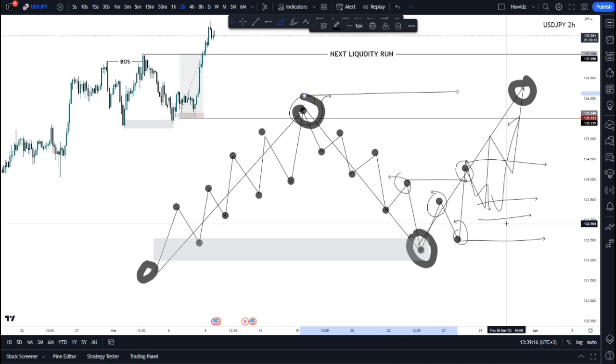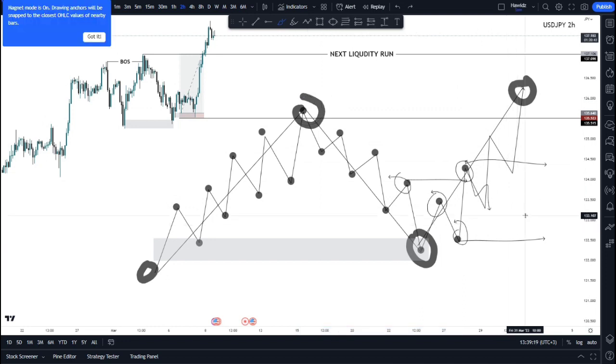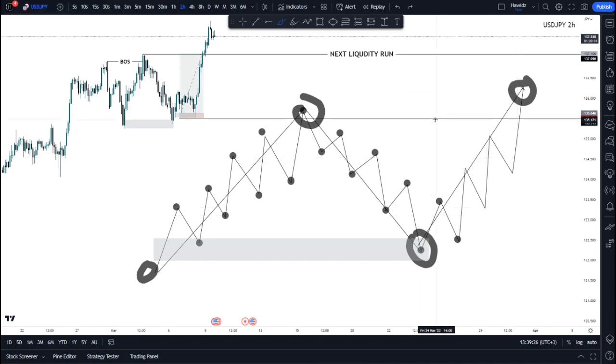So this is the beauty of understanding structure. Now let's go into price action. This is just theoretical analysis, so let's now go into actual price action and see how all of this works.